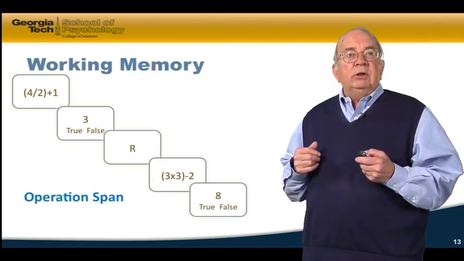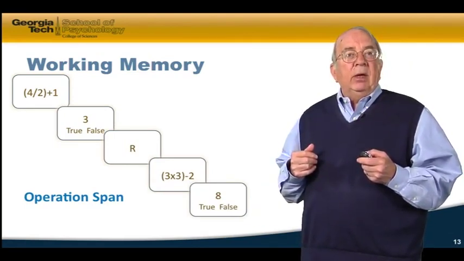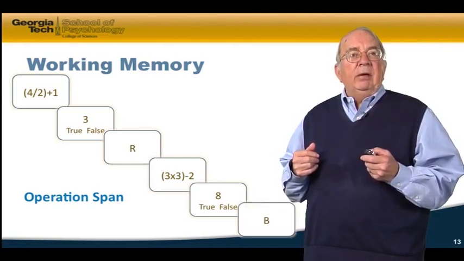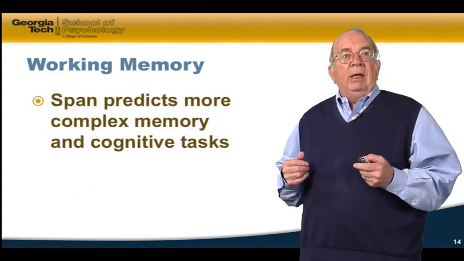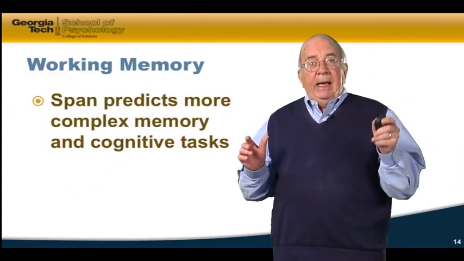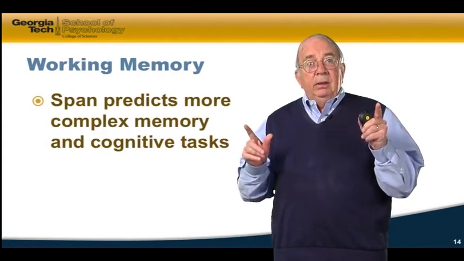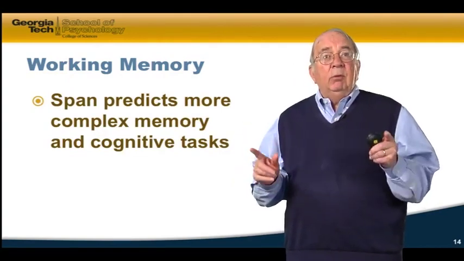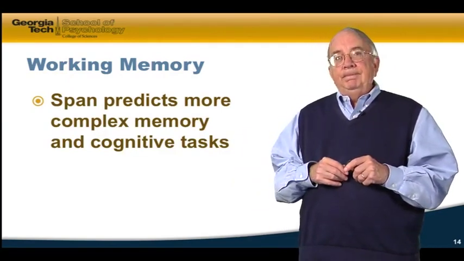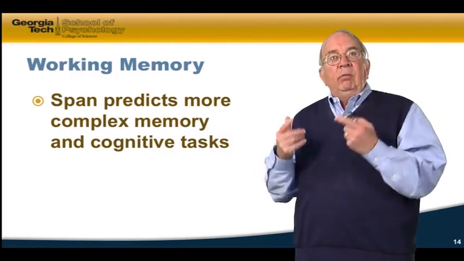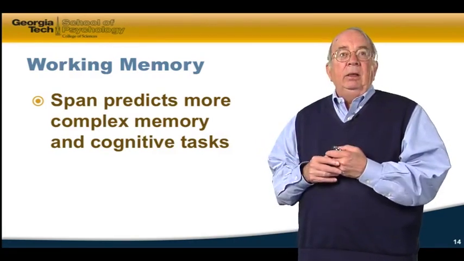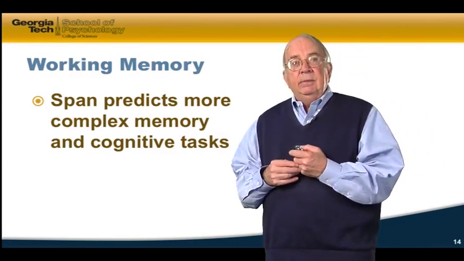For example, 3 times 3 minus 2, is that 8? And I would push false. That's not the correct number. It should be 7. And then I'm given another letter to remember, and so on, until later I'm given a recall, and you have to tell me the letters in this case that were presented after the math problems. I'm processing information while I'm actively trying to remember, keep in mind a series of letters in this case.